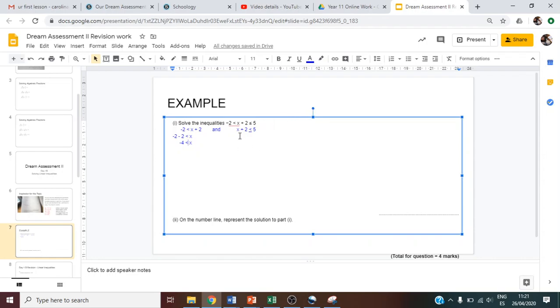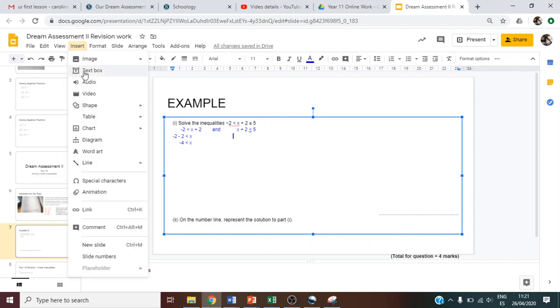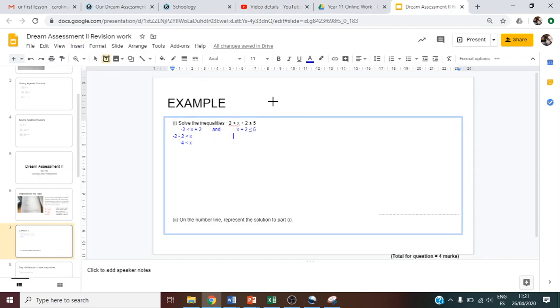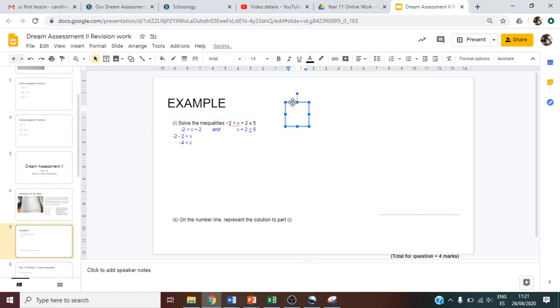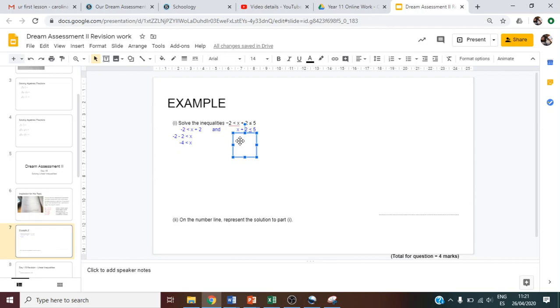Now to do this one, I could just type in like this, go over here and do it, but I find that's very tricky to do. So I'm going to add, insert. I'm inserting a text box. I'm going to insert the text box over here to begin with. There we go, and then I'll move it down to where I need it. Right, I'm doing x plus 2 is less than or equal to -5.